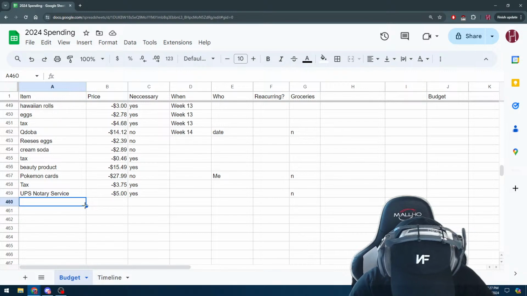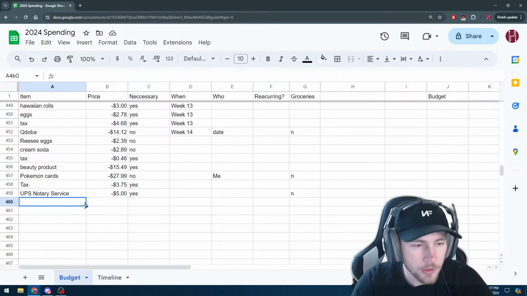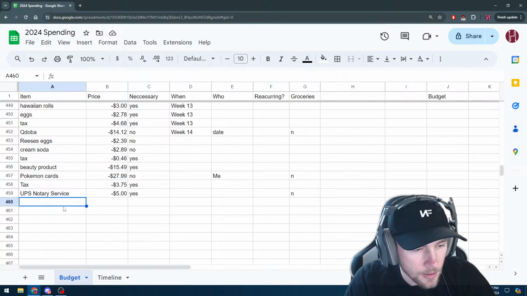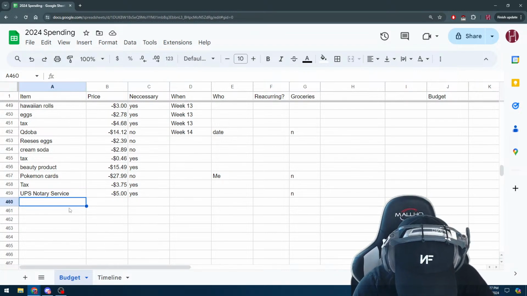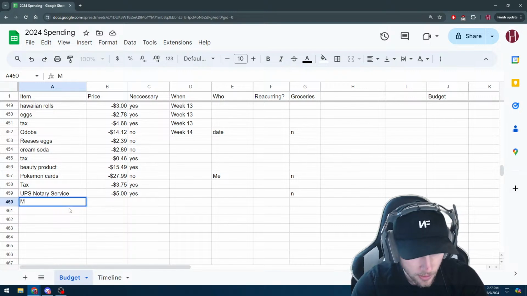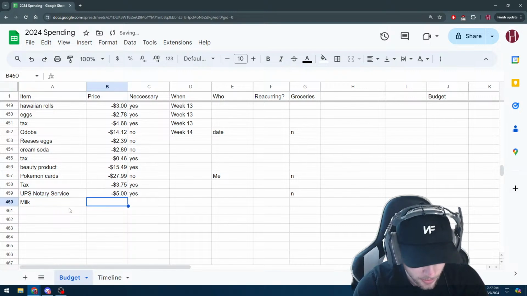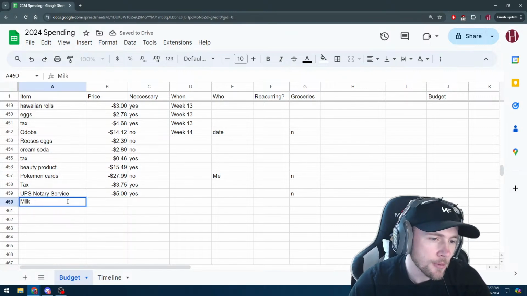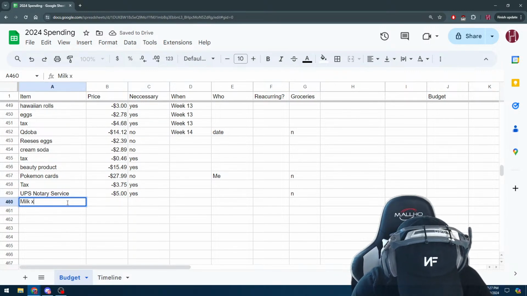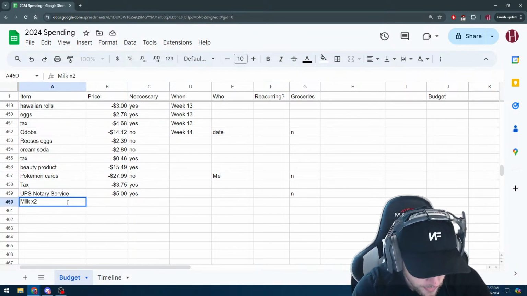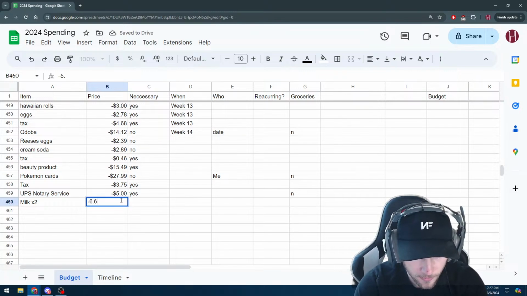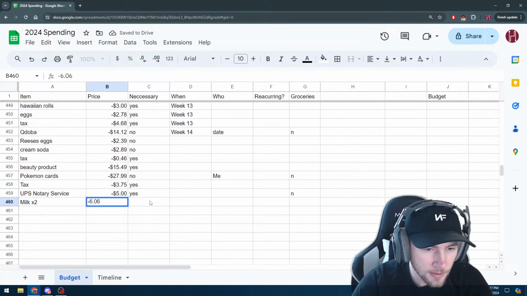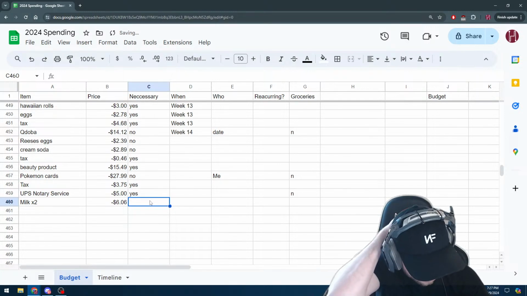And then another grocery run. Let's put this in real quick. More milk. Should say milk times two because we got two here. Although I should know that 606 isn't for 1 gallon. That would be insane.